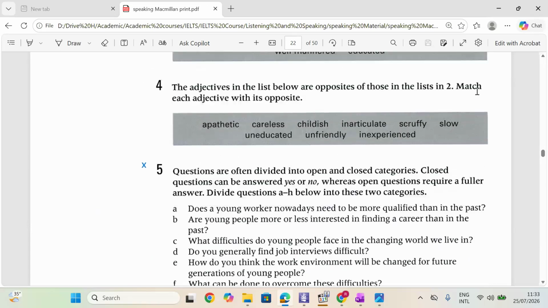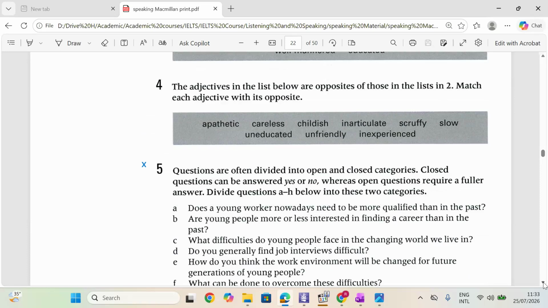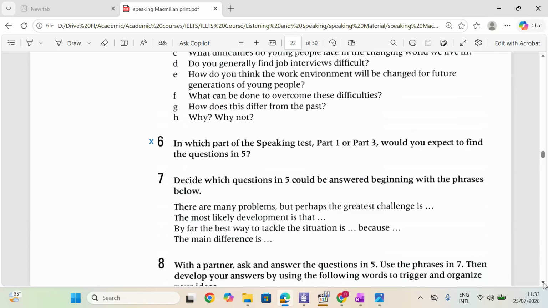I believe we last time we stopped at exercise 4. Okay.